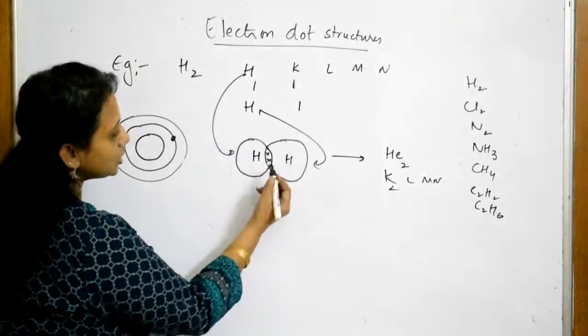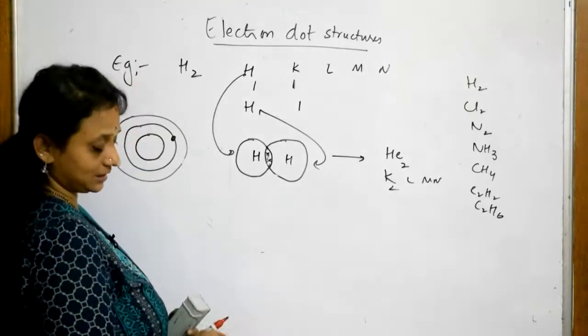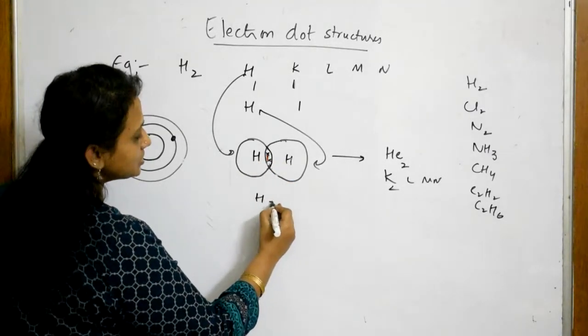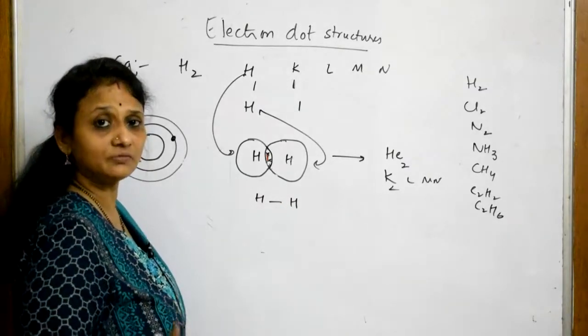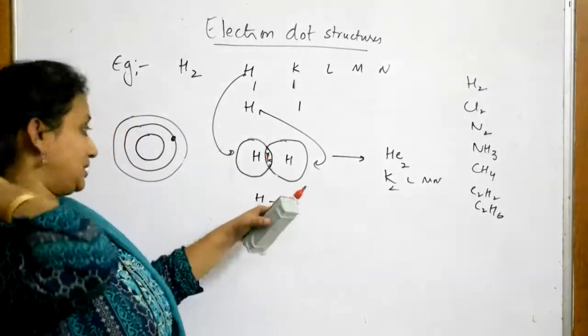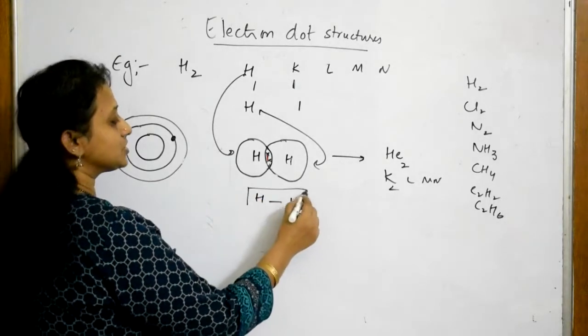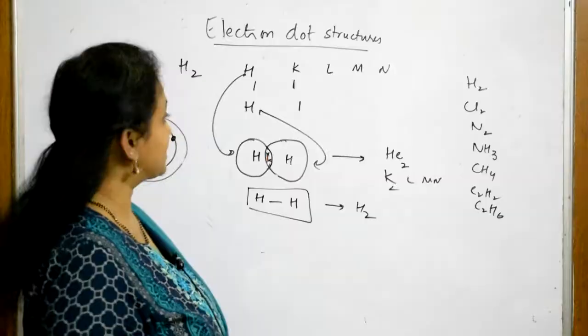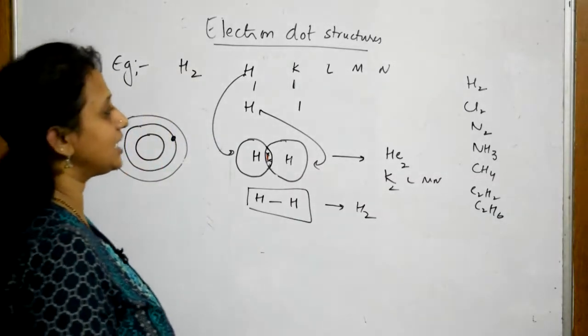Now you try to join this bond like this. When you join the bond, you get one hydrogen with a single bond, only one electron here and one electron here. So the structure of hydrogen is H-H. That's why it is H2. Done? Yes. So this is the basic idea. I think you have understood hydrogen.